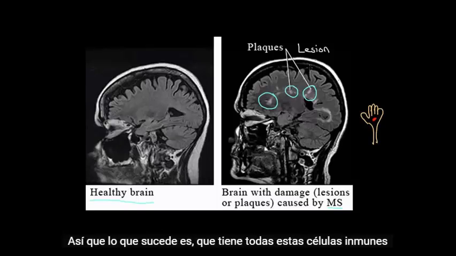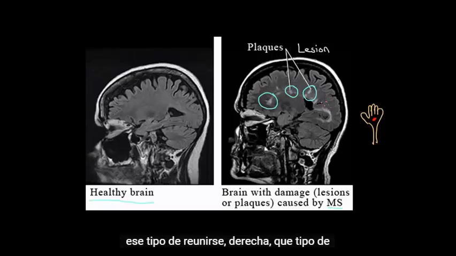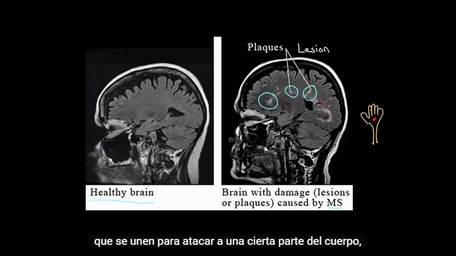So what happens is you have all these immune cells that come together, right? They cluster around certain parts of the brain, and they attack it. And when you have a whole bunch of immune cells coming together to attack a certain part of the body, we call this inflammation.